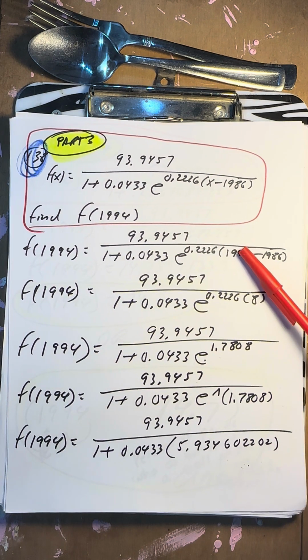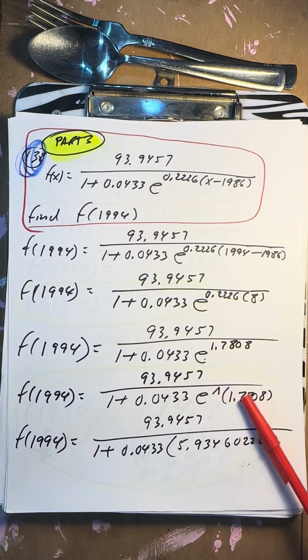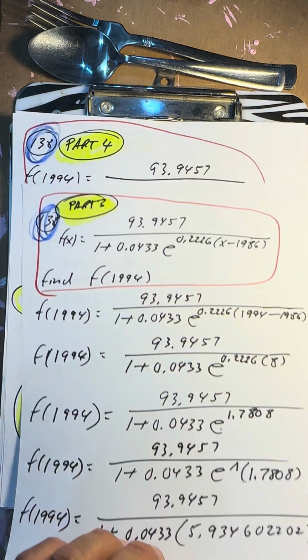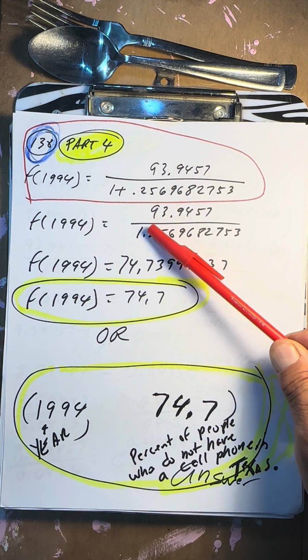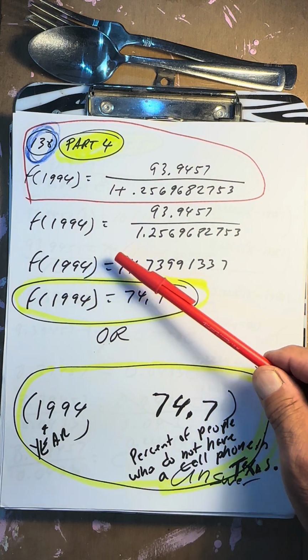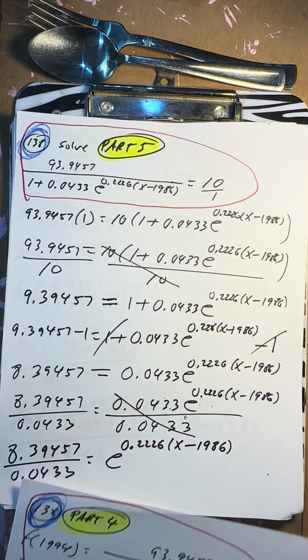Put it in there. 1994, this is going to be 8. 8 times that. E to the power of this is going to give you this number times this. Now we're going to multiply these numbers out here. And we have 1 plus this is 1.25. And divide these two numbers. So in 1994, 74.73, or in the year 1994, 74.7% of the people did not have a cell phone in Texas. It's getting a little bit better.